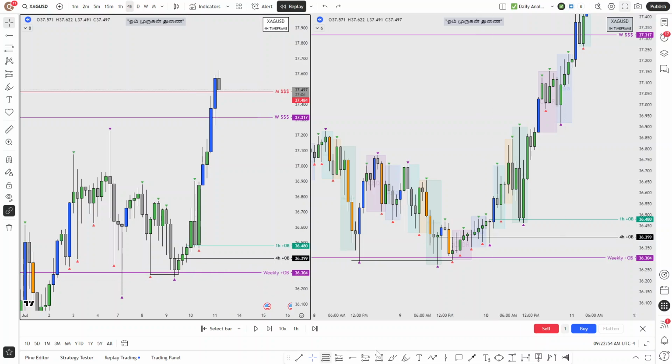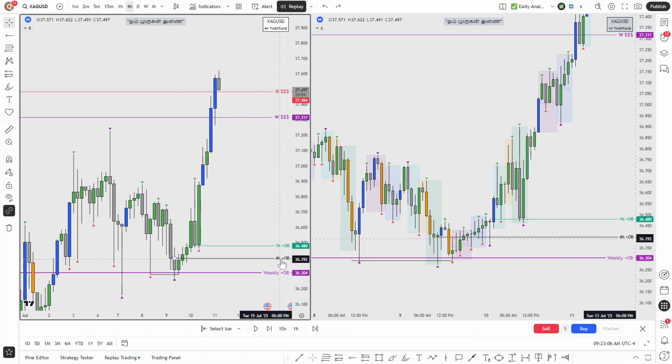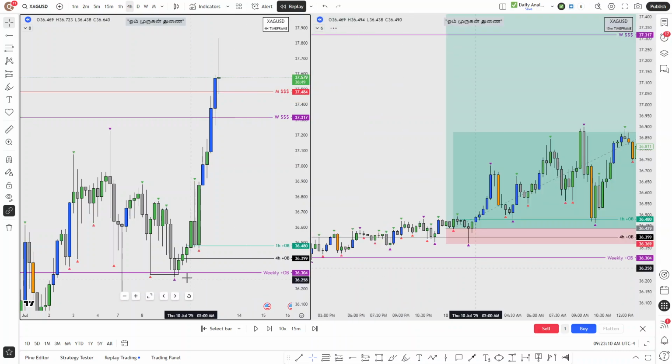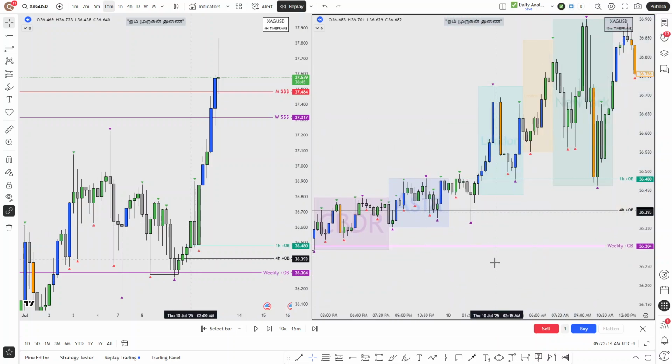Yesterday morning, I guess, just a minute, I will see the stats. 11/7. Yeah, today morning only I took this trade. Sorry, yesterday morning. Home time was 10/7, 5:53. So yesterday what happened? This 4-hour OB got confirmed, right? So immediately what I did was I went into 15 minutes, and when price tapped this, see the beauty here. I will just explain everything here.